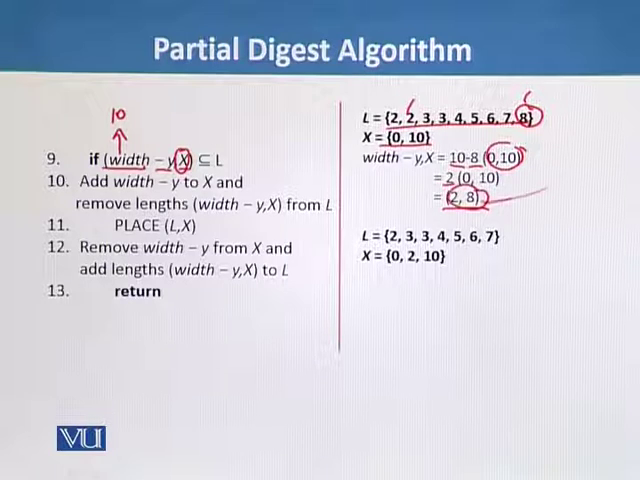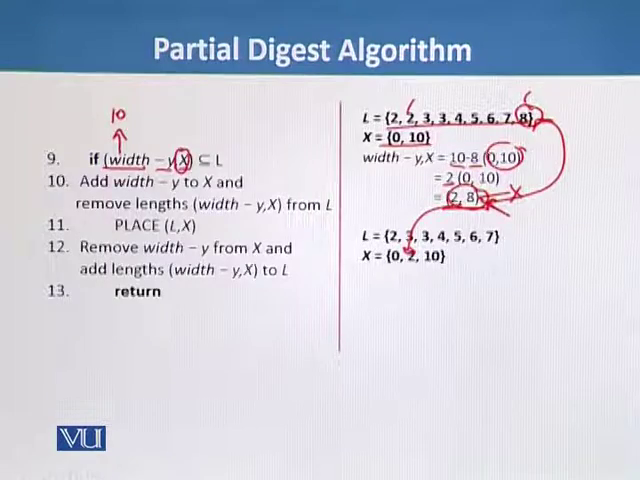So 2 and 8, they are present in L. So this is the subset of L. And we have already seen that in the actual problem, we have taken 2 in the X and we have removed 8 from the L. So this way we can solve the problem step by step.